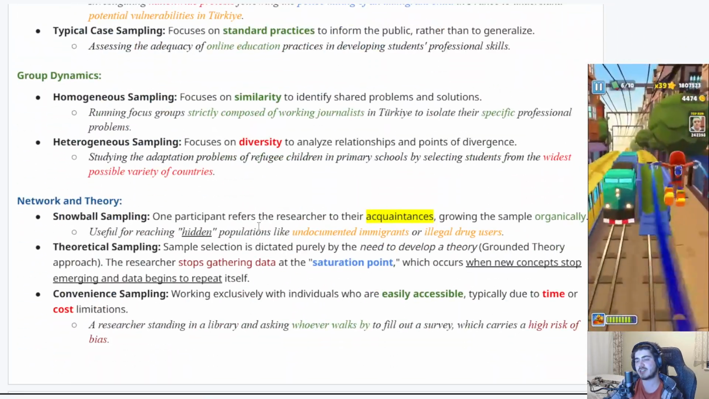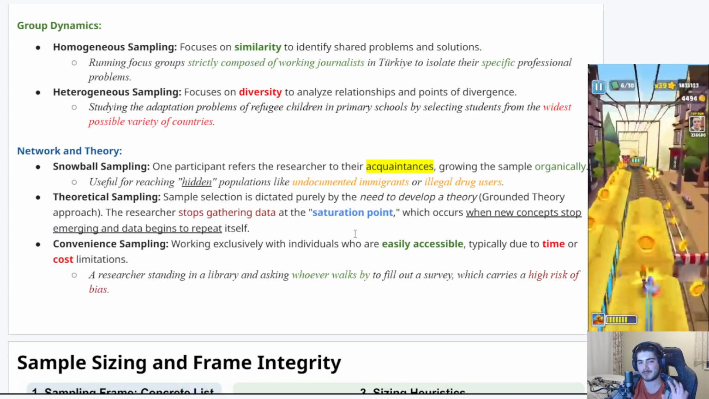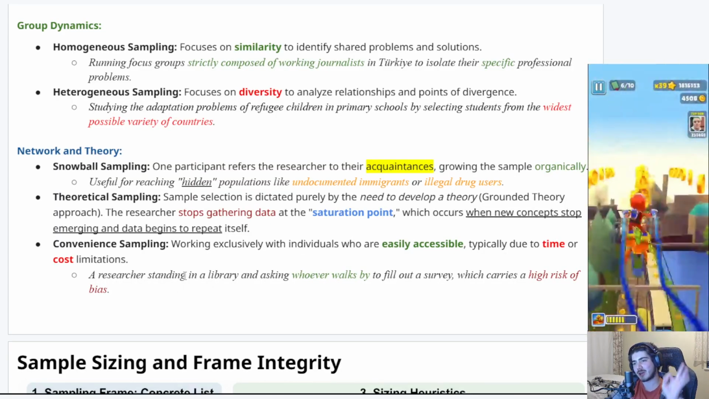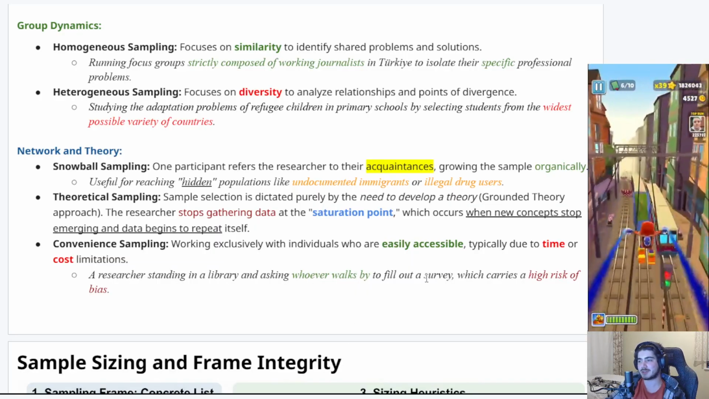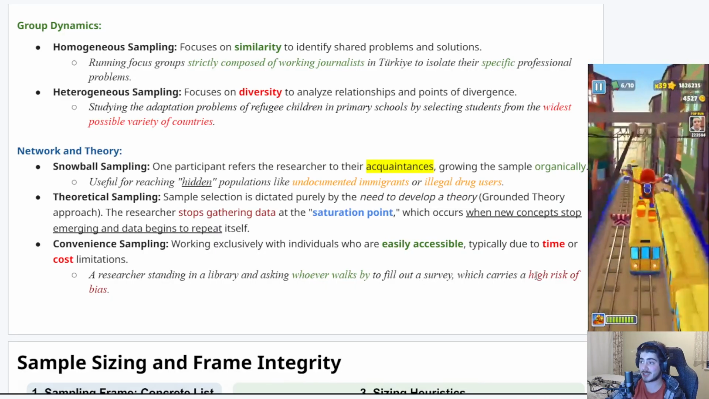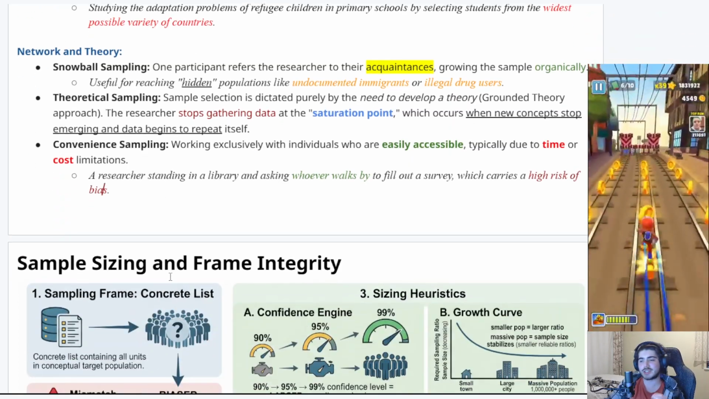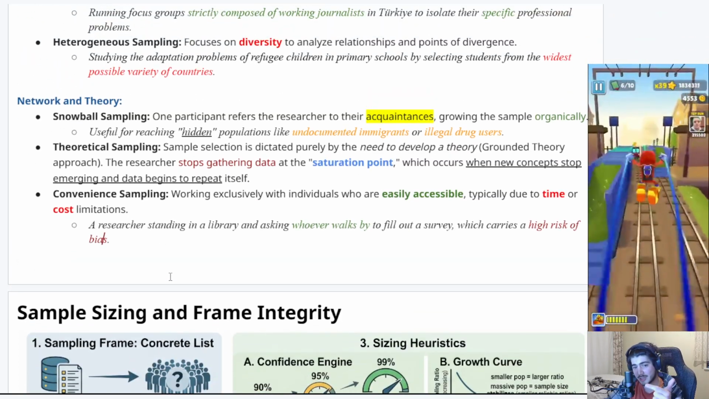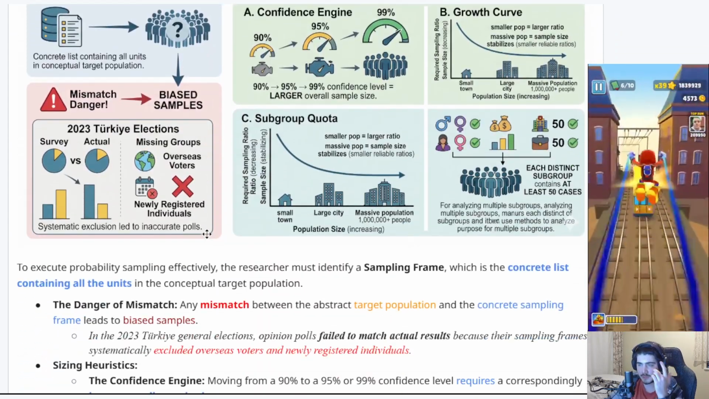Convenience sampling is basically the laziest form of sampling. You just stand outside a library and ask whoever walks by to fill out a survey, which carries a high risk of bias, of course. It's the easiest and the lowest cost, but of course, it comes with its disadvantages.